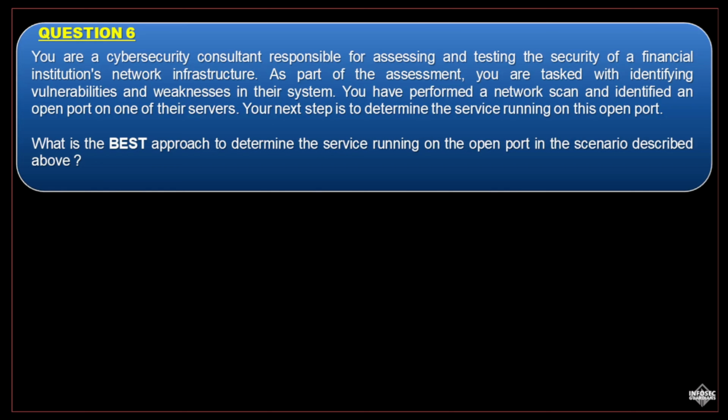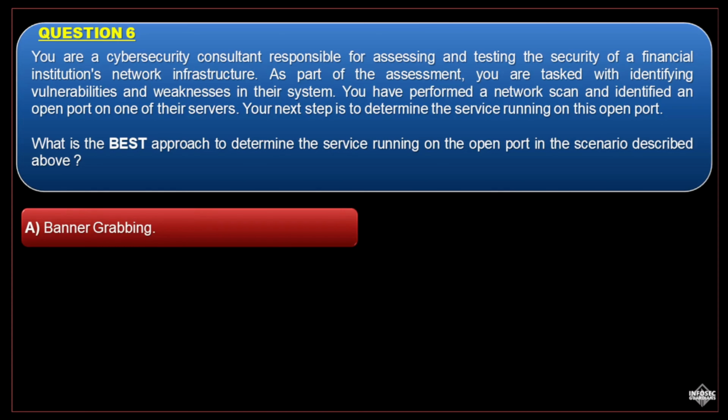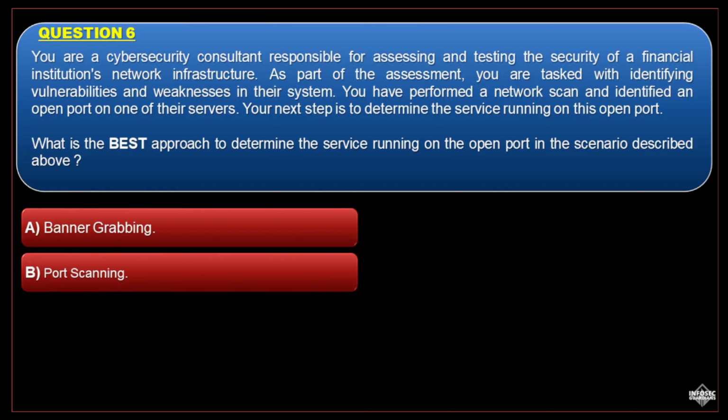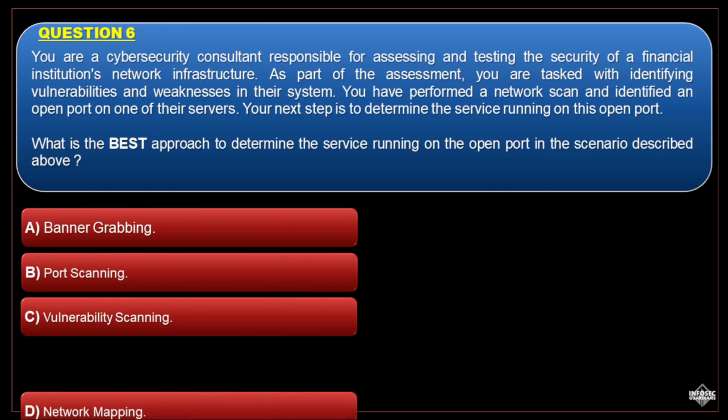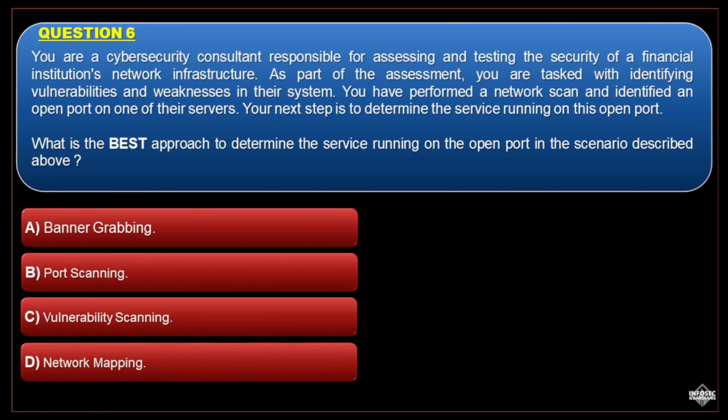Now, let us see the options. Option A, banner grabbing. Option B, port scanning. Option C, vulnerability scanning. Option D, network mapping. Let us first understand the purpose of each technique to decide the best approach.